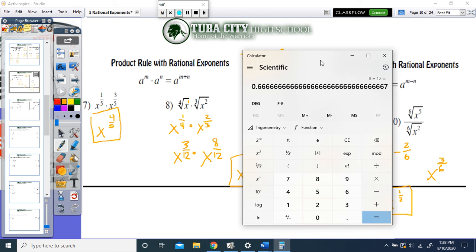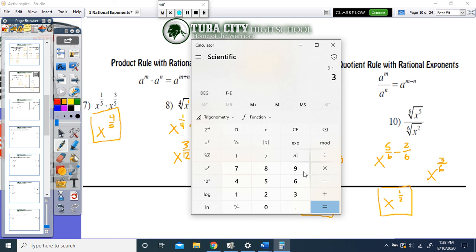And again, this is another example: 3/6 is just 0.5, and 1/2 is also 0.5. So again, don't get confused. It's the same thing, it just looks different.